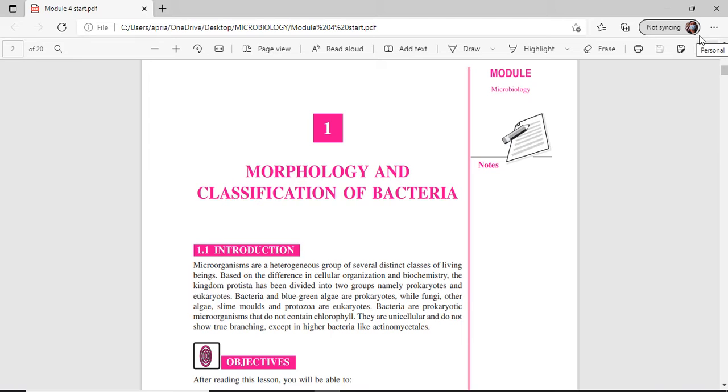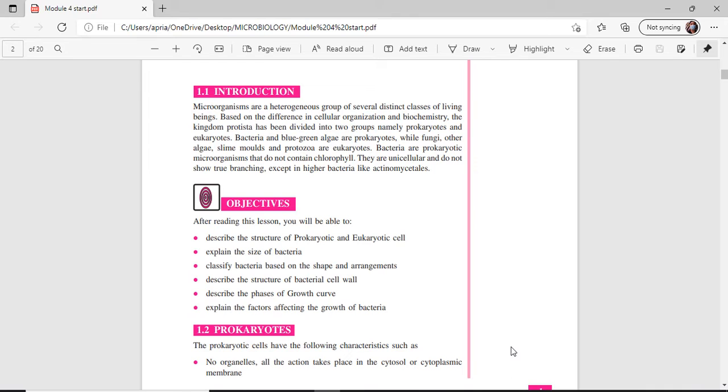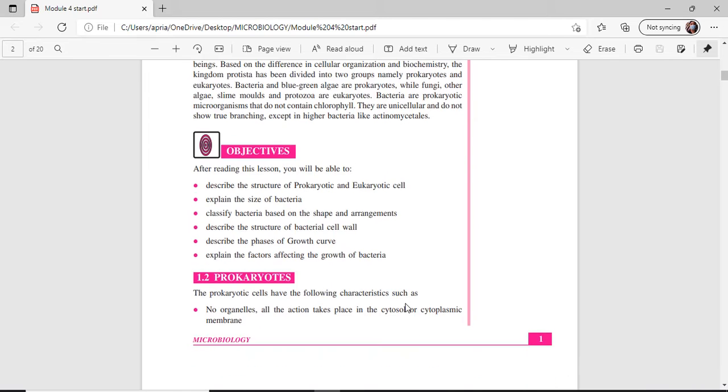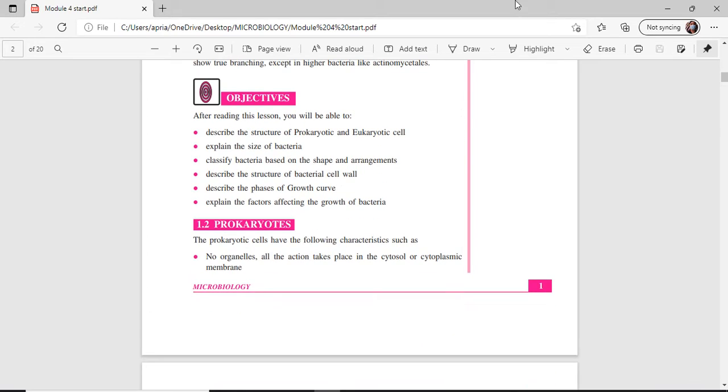Bacteria are prokaryotic microorganisms that do not contain chlorophyll. They are unicellular and do not show true branching, except in higher branching bacteria like the actinomycetales. Actinomycetales. Okay? Usually these are Latin names, since the naming was originally in Latin.